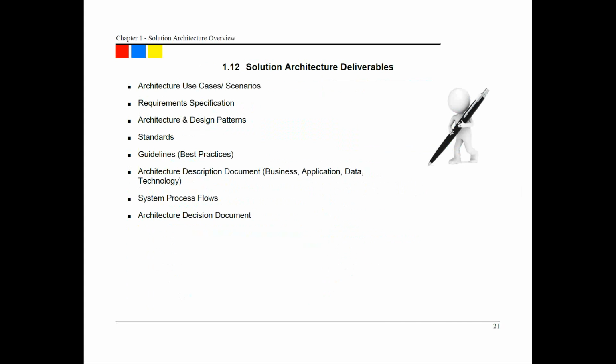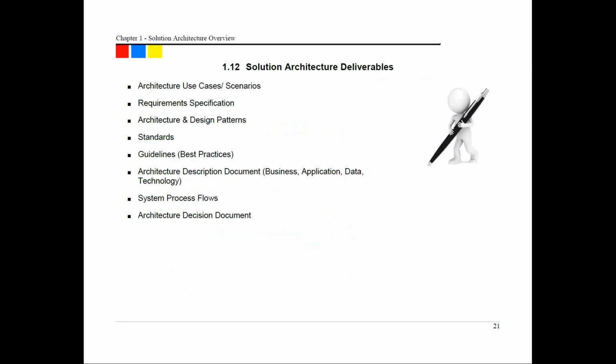We'll need an architecture description document. And usually for convenience, we'll subdivide that into the traditional architecture domains of business, application, data, and technology. We need to visualize how information moves in the system, and that's typically system process flows.